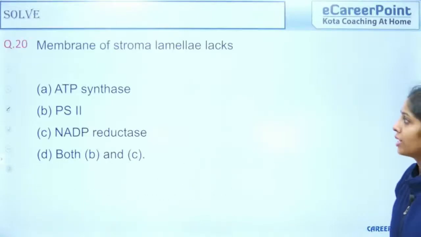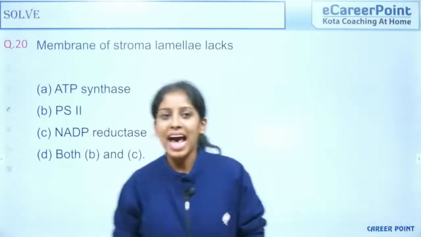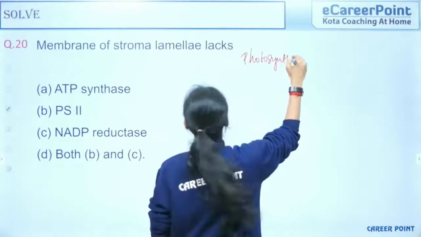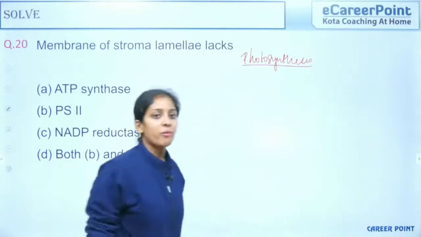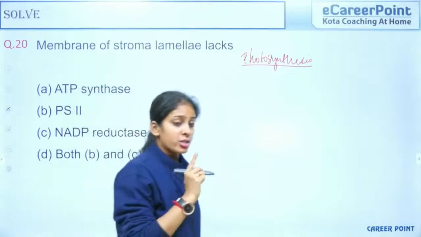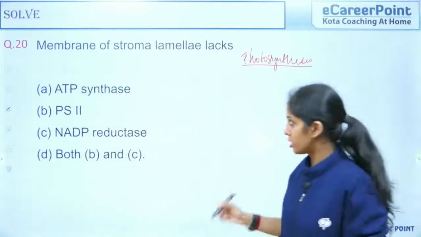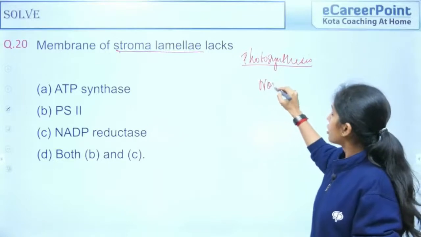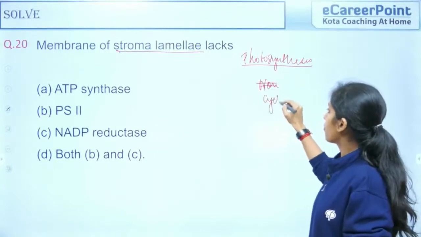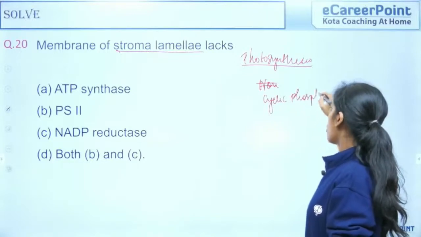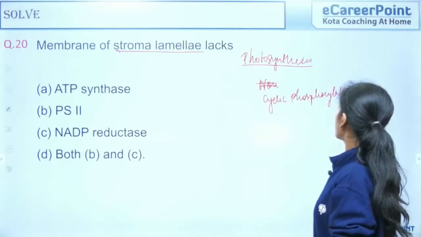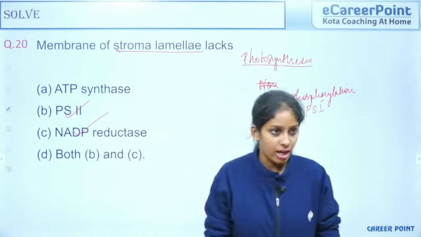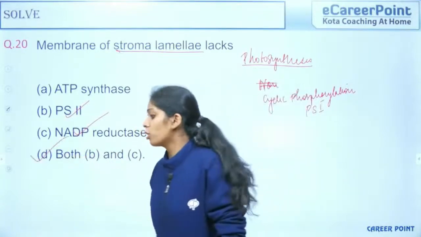Alright, so question 20: membrane of stromal lamellae lacks which of the following? This question is again from photosynthesis. I believe out of the 20 questions that we solved, at least 4 or 5 were from the chapter Photosynthesis, so photosynthesis is very, very important, right? In cyclic photophosphorylation, only your PS1 is involved because it is located in your stromal lamellae, and it lacks your PS2 and your NADP reductase. Only ATP is produced, so both B and C.